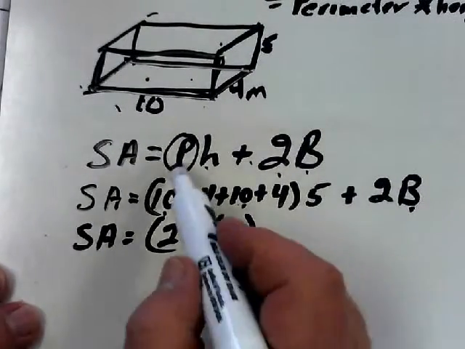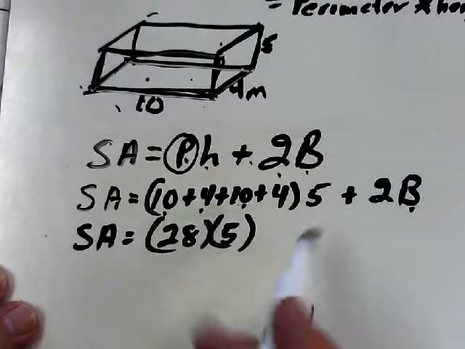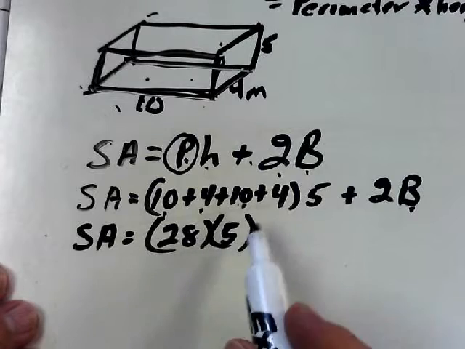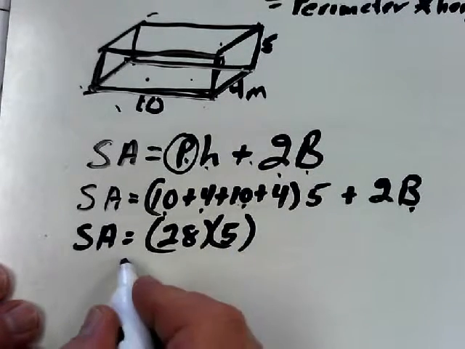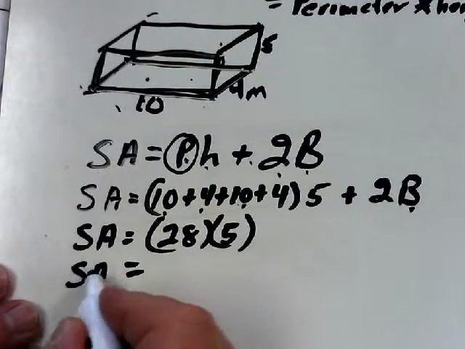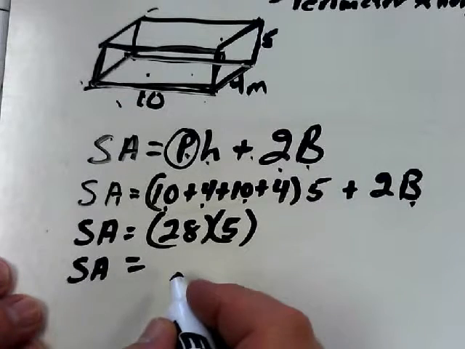The big P means perimeter. So I take and find the perimeter, take it times, in this case, 5, which would give me a surface area of 5 times 28, which is how much? 140.